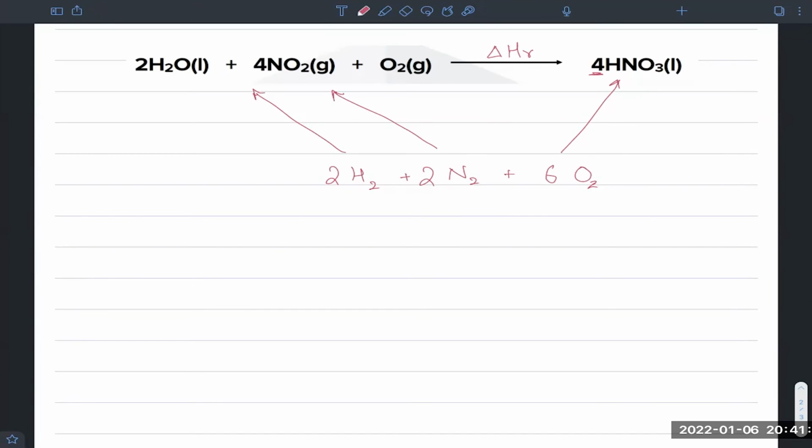I don't understand how you make these arrows. Like, how do you know which direction to make them? Because I'm using formation values for all of them. That means I will start with the elements every time. For combustion, I always start with the thing I'm burning. And for formation, I always start with the elements. Okay. Yep.